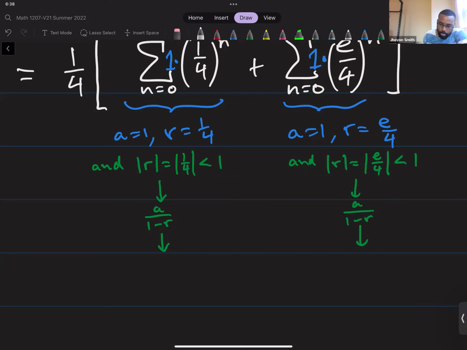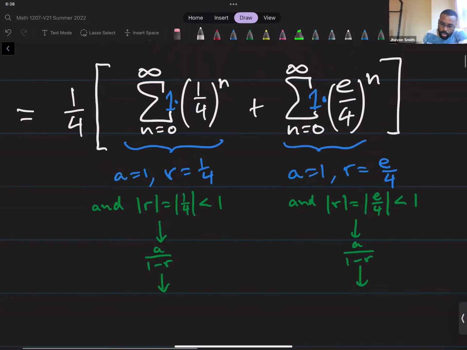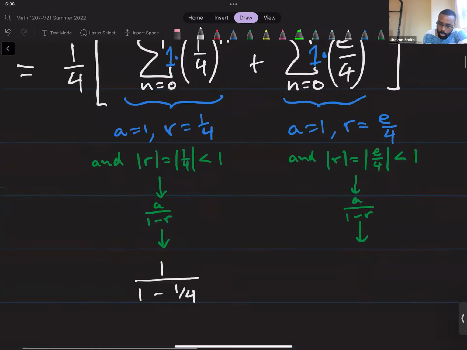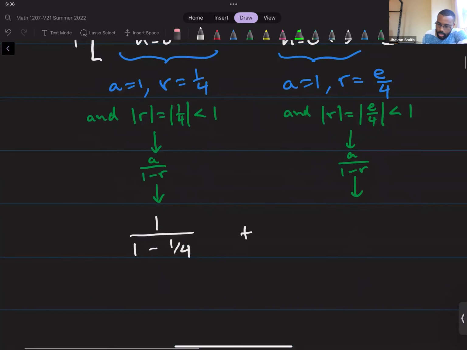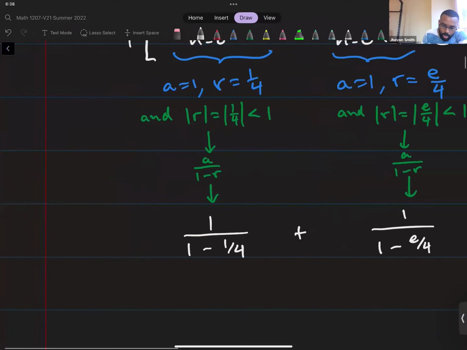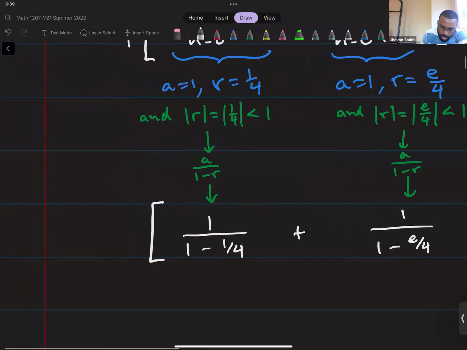So it turns out that for this part, the a is 1, the r is a quarter. So this is going to go to 1 over 1 minus a quarter. Plus here the a is 1, the r is e over 4. So this goes to 1 over 1 minus e over 4. And all of that is times a quarter on the outside.